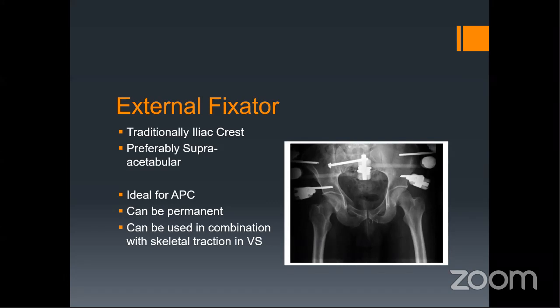Something to remember in terms of the vertical shear is that if you put an external fixator on, you don't really have anything that you can stabilize with particularly easily, because remember, all those ligaments are gone. So you still have that floating pelvis, which is why the traction pin comes in useful.